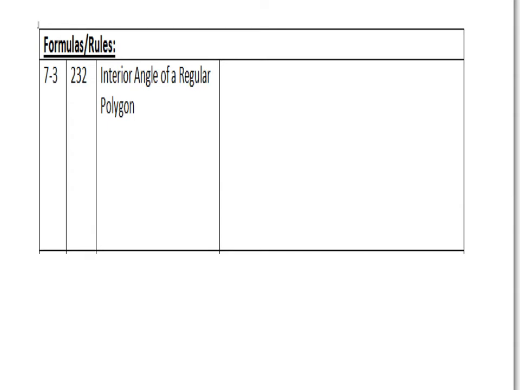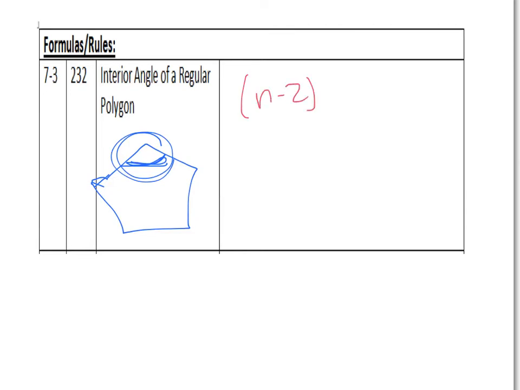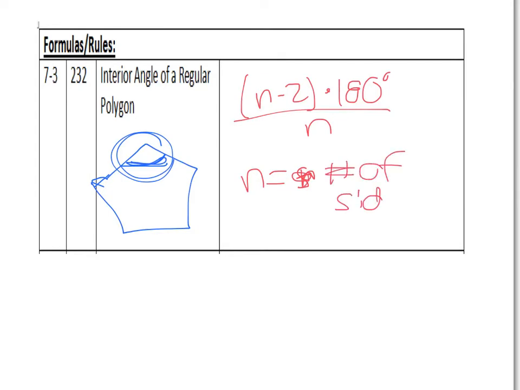Find this in your green packet. There's a formula for finding the interior angle of a regular polygon. So for example, if we had a pentagon, and you wanted to find only one of these angles, there's a way you can find it. The formula is (n minus 2) times 180 divided by n. n stands for the number of sides. So you take the number of sides minus 2, times 180, divided by the number of sides.